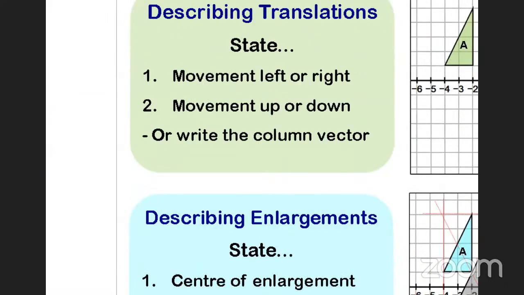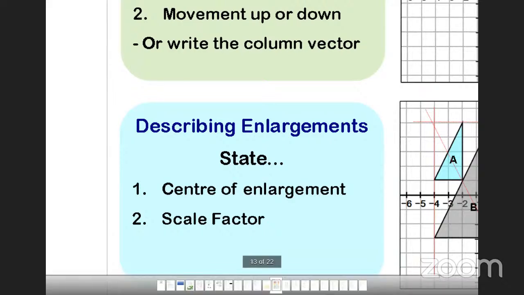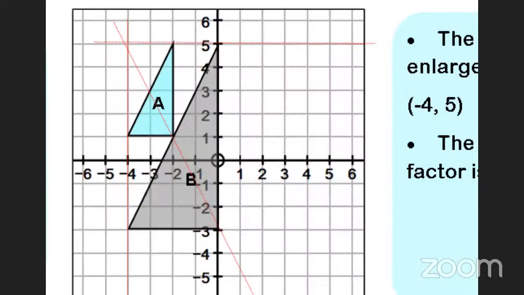Last thing, enlargements. To get the enlargement, we need the center of enlargement and we need the scale factor. So here we have the center of enlargement of (-4, 5). That's right here. And a scale factor of 2. How do you do an enlargement? Real simple. Watch this here. You have to remember your steps.